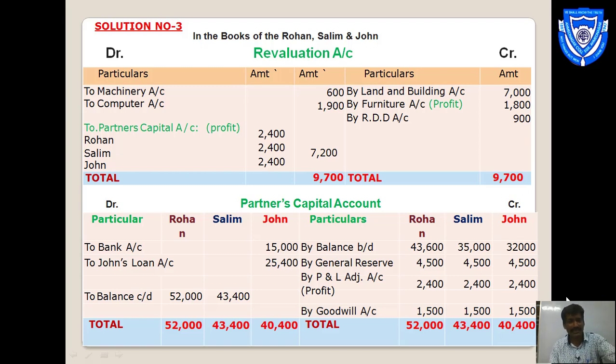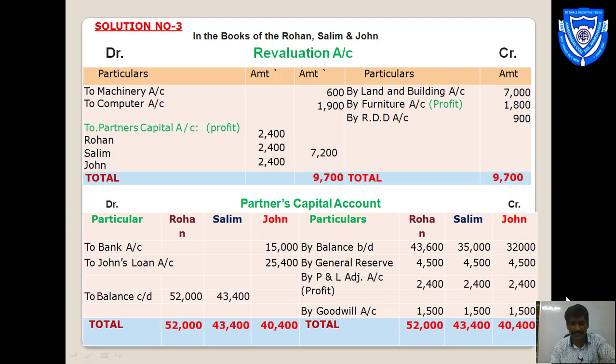And it is then distributed, or we can say transferred, to the partners' capital account. It will be credited to the partners' capital account equally. Then Rohan, Salim and John, it will be credited by 2,400 each. You can see the capital account is credited by profit and loss adjustment account, 2,400. Now we have considered all the adjustments and liabilities and assets.